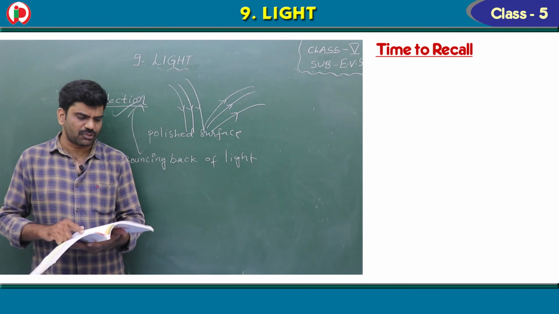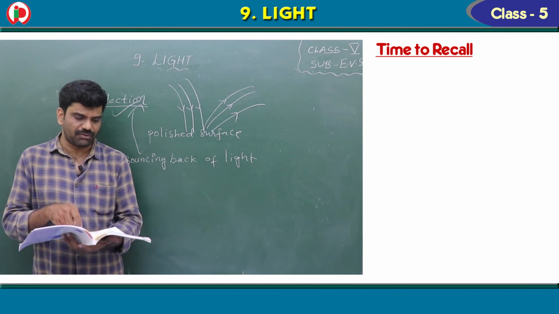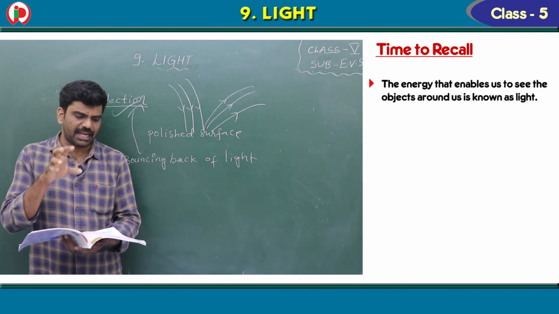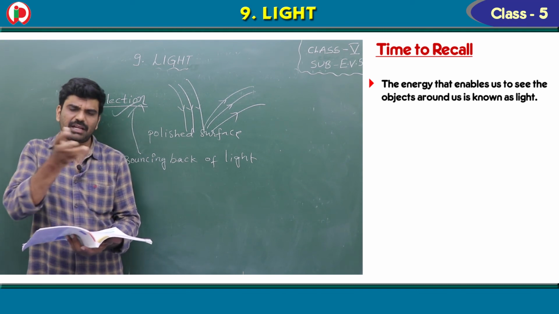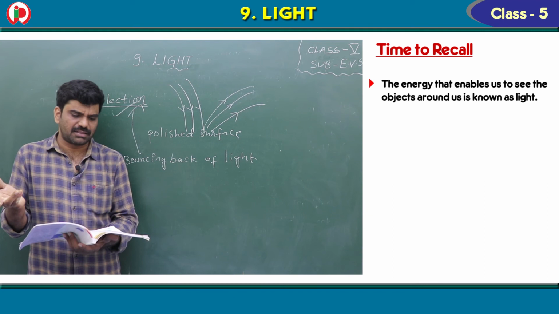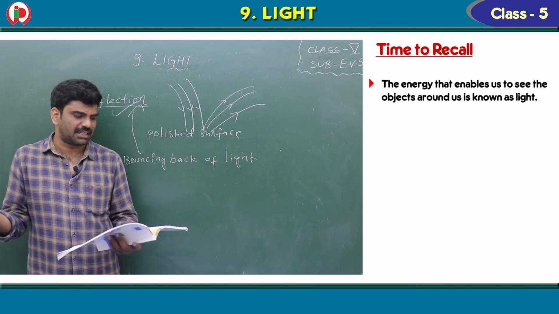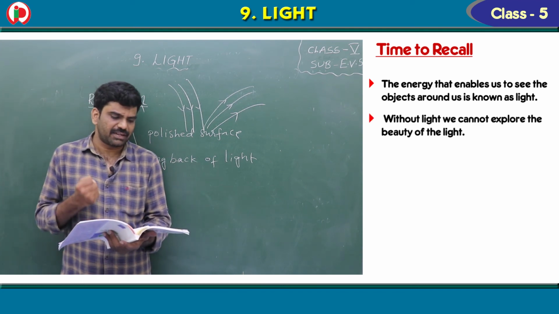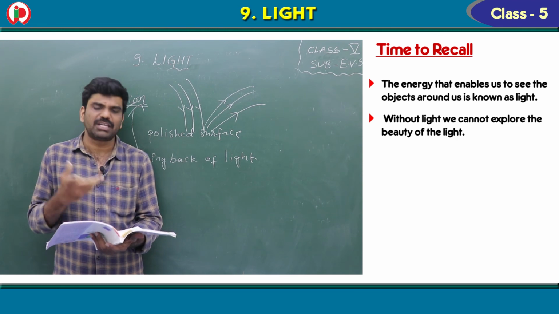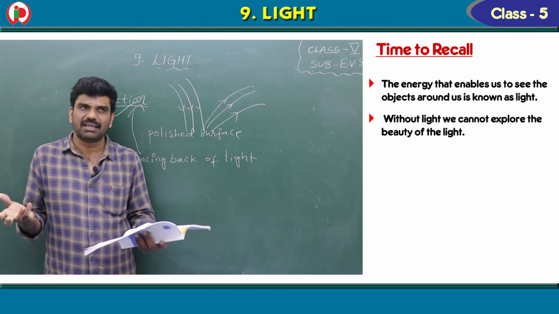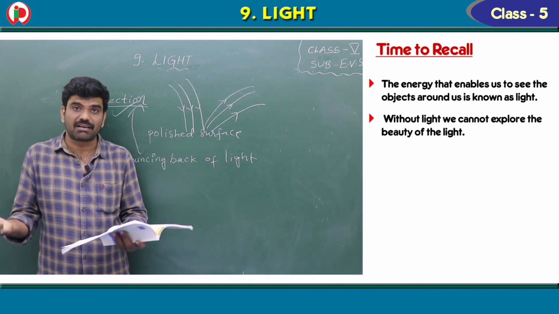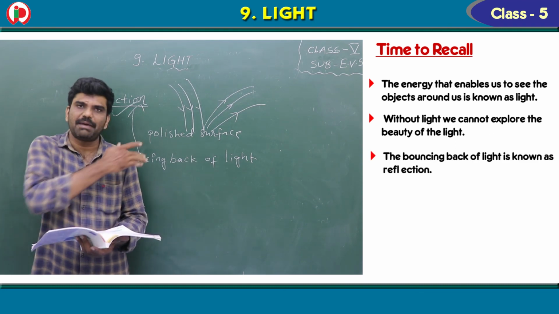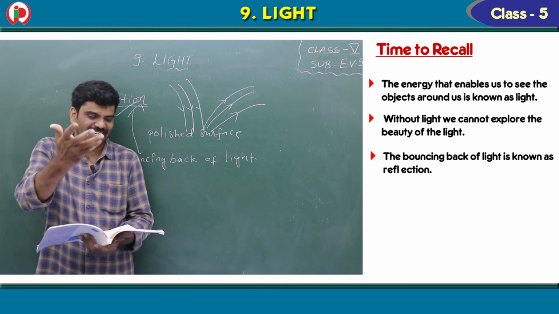So now it's time to recall. Take page number 74. The energy that enables us to see the objects around us, like the benches and the books, is light. Without light, we cannot see the things. Without eyes also, we cannot see the things. The bouncing back of light is known as reflection.